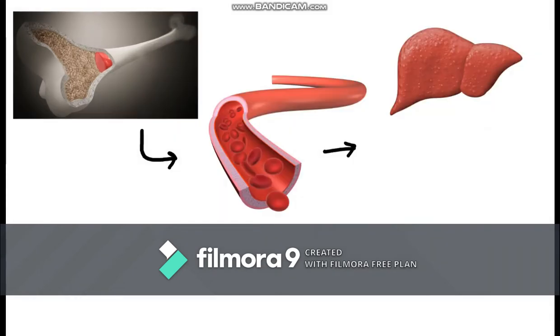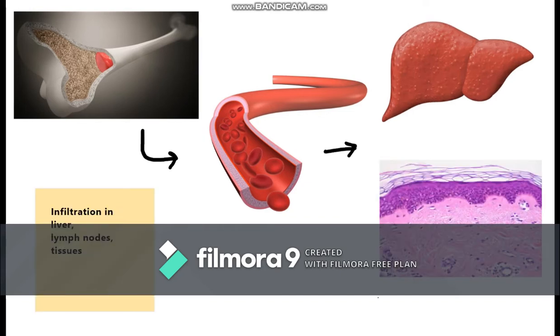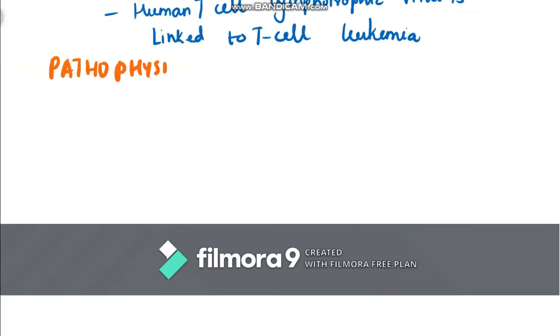Pathophysiology: here it is explained that the cells which are produced in bone marrow get transported to the blood after accumulation, and those mature as well as immature cells, WBCs, RBCs, get transferred to the blood, and from there they get infiltrated into the liver and major organs. So here we have the described form of the same thing.